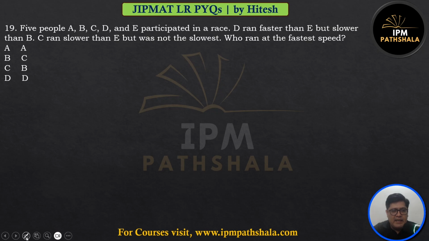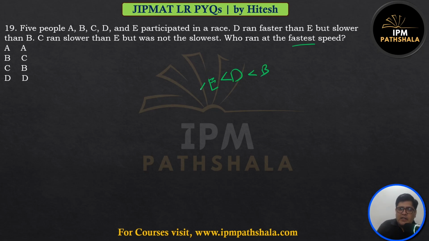5 people A, B, C, D, E participated in a race. D ran faster than E but slower than B. C was slower than E but not the slowest. All right. We need to find the fastest. So, see, this is called a sequencing kind of question. D is faster, D is better than E, but D is slower than B.